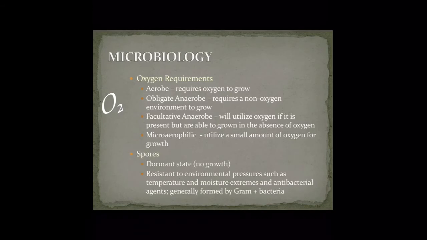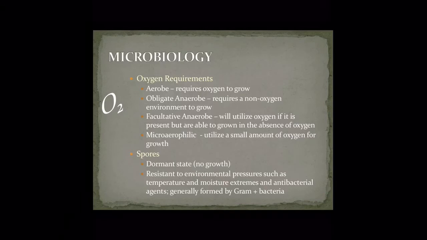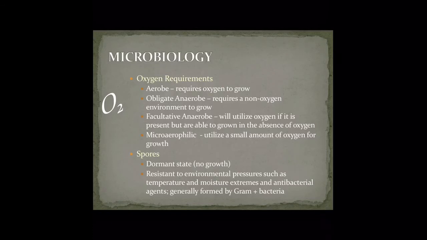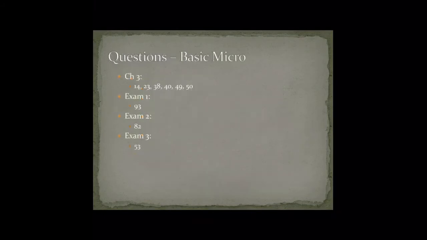Spores are a dormant state, which do not have growth. So if a bacteria is in its spore state, that means it's not growing. And it's going to be resistant to environmental extremes and pressures such as variances in temperature or moisture. Gram-positive bacteria are usually the ones that produce spores, like Clostridium difficile is a gram-positive bacteria, and we know that it produces spores, which makes it virulent.